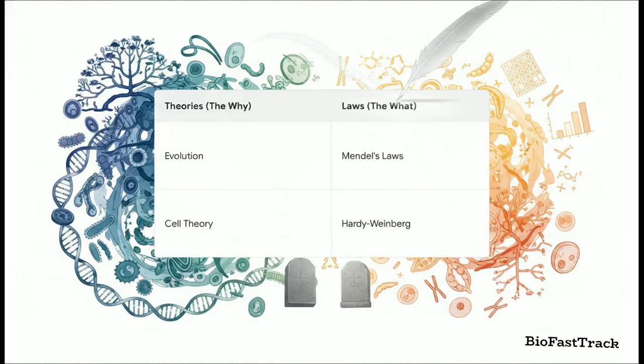To really ground these concepts, let's look at some famous textbook examples. Darwin's theory of evolution and the cell theory explain vast, complex mechanisms of why biology works the way it does. But Mendel's laws of inheritance or the Hardy-Weinberg law, those are established, definite entities that describe exactly what happens. And here's the massive takeaway. While theories are strongly supported, they can still be altered or refined if completely new evidence comes to light. Laws, however, are essentially set in stone for the conditions they describe.